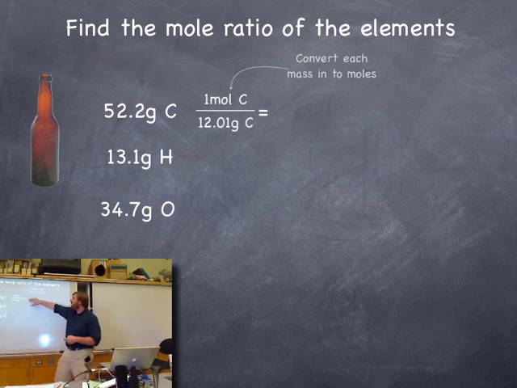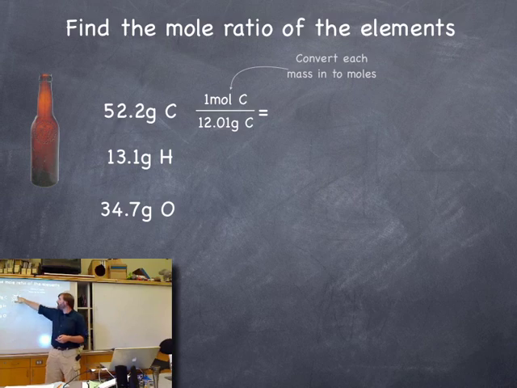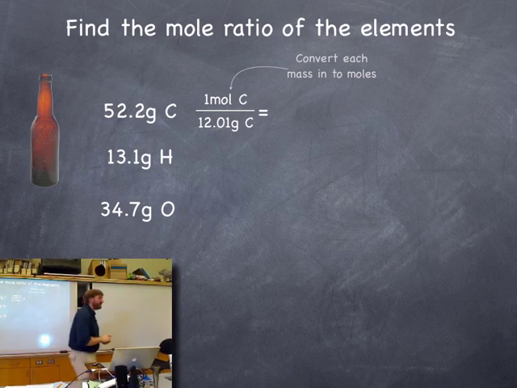So we know that if we have grams, we want to convert from grams to moles. We set up the ratio: 1 mole of carbon is equal to some number of grams of carbon. Where do we get that gram value? The periodic table.